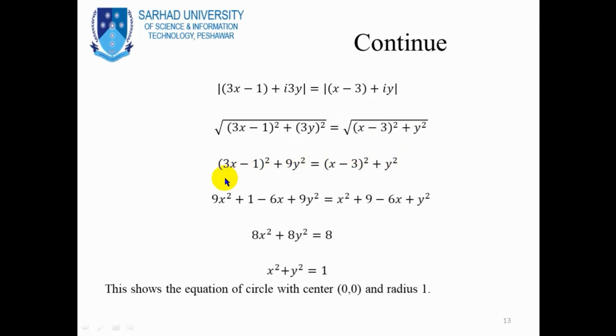Now we obtain 9x square plus 1 minus 6x plus 9y square is equal to x square plus 9 minus 6x plus y square. After simplification, we obtain 8x square plus 8y square is equal to 8. So x square plus y square is equal to 1. Now this is the equation of a circle with center at the origin. So the center is 0, 0 and the radius is 1.